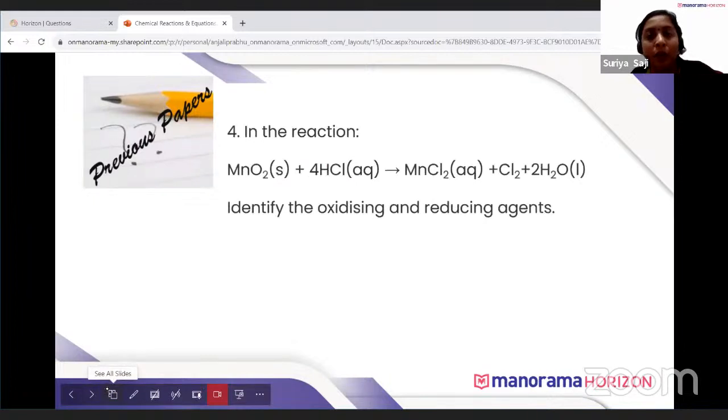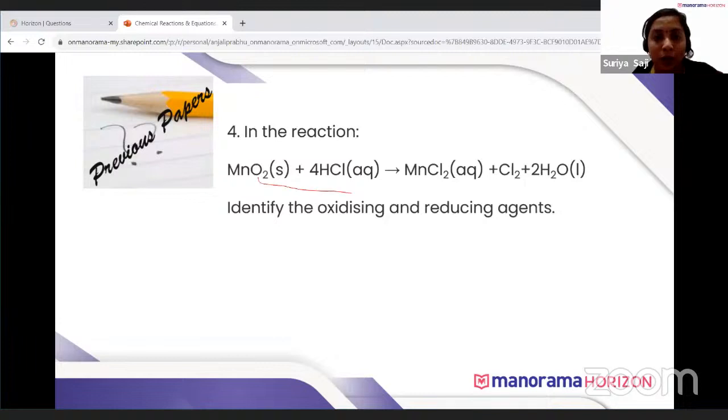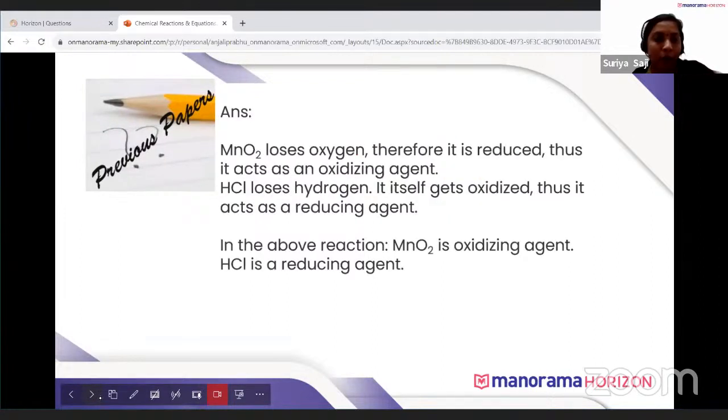So in this reaction, identify the oxidizing and reducing agents. Okay. So MnO2 we can see here. Oxygen is removed from MnO2, so this undergoes reduction. Who is undergoing reduction? That is the oxidizing agent. So from here we can see HCl. Hydrogen is removed from HCl, so that is oxidation. So this is the reducing agent. This is the way we find oxidizing and reducing agents. The explanation is also provided. You can read it out.